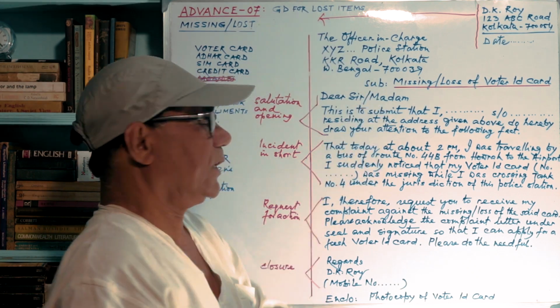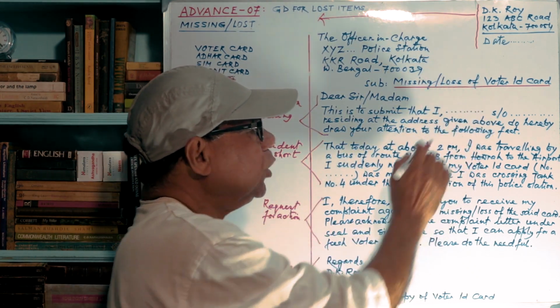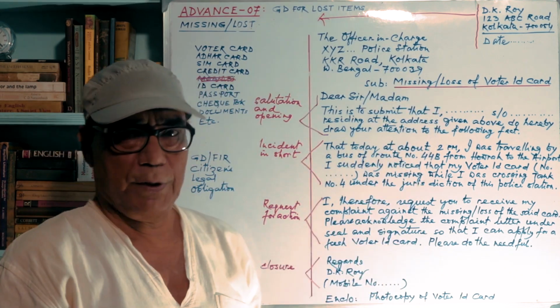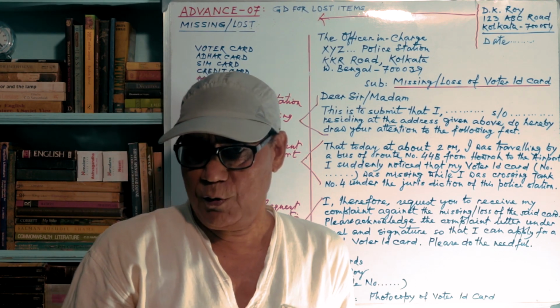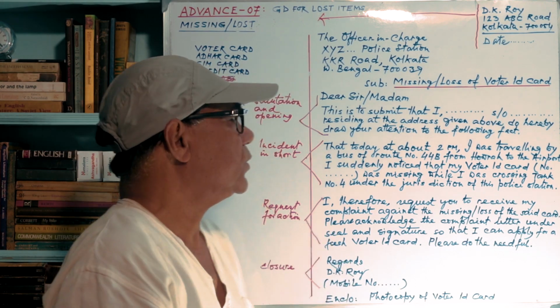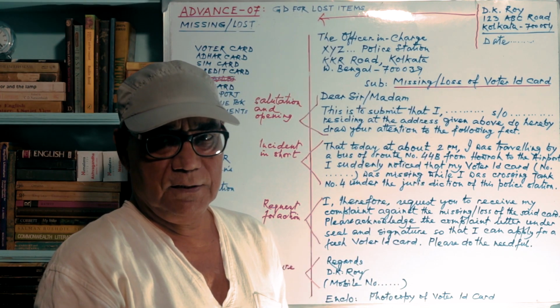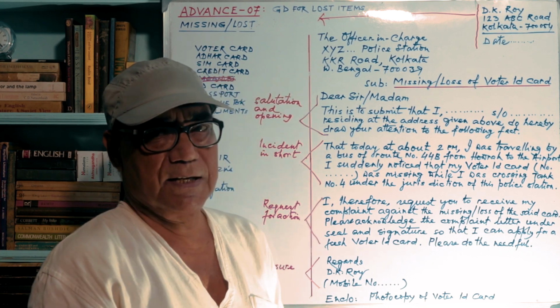Now, subject: missing or loss of voter ID card. This is important so that at a glance the police officer can have an idea what kind of complaint it is. So put the subject, loss of voter ID card.